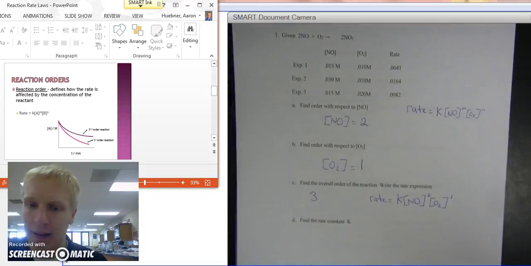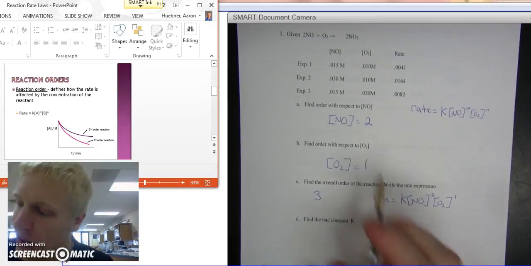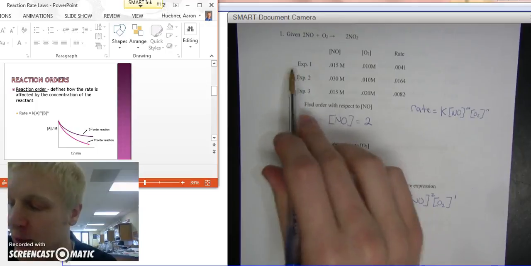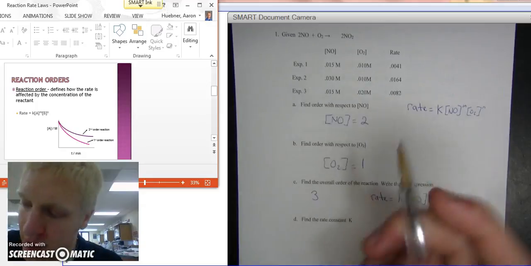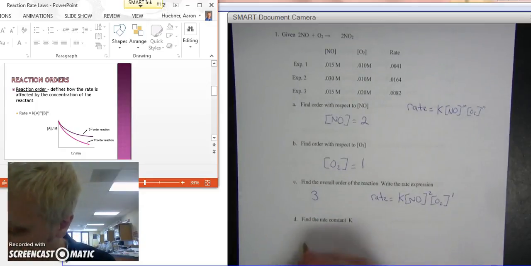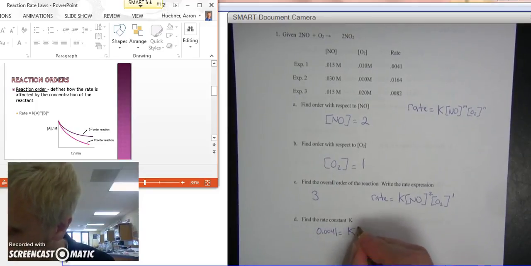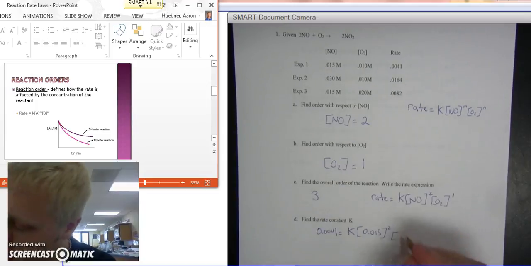If I want to find the rate constant K, I have three ways of finding it. I could use my data from experiment 1, experiment 2, or experiment 3. I'm just going to pick experiment 1. So my rate in experiment 1 is 0.0041, and this equals my K that I'm looking for, times NO, 0.015 squared, times my O2, 0.01 to the power of 1.